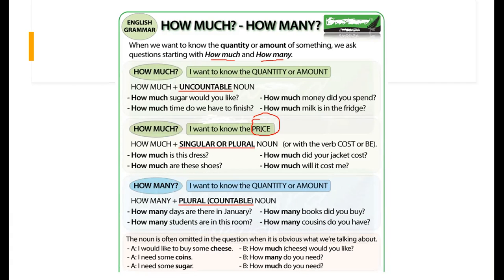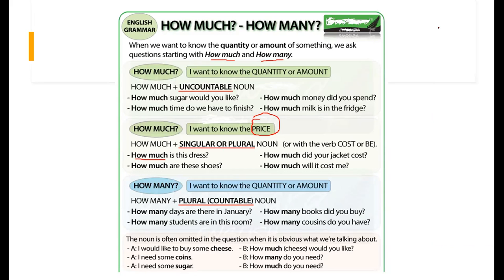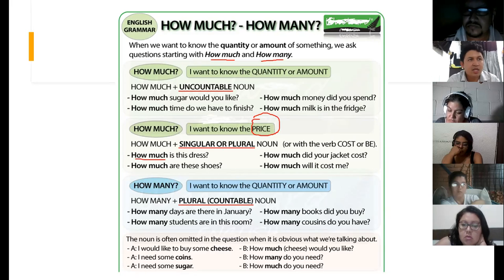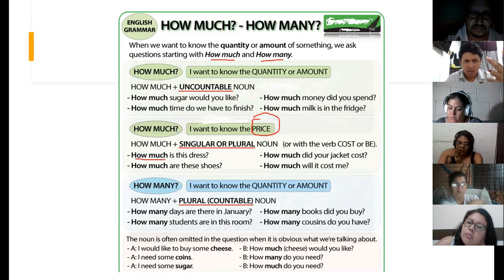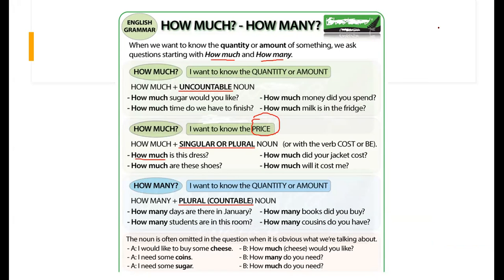Hay que tener cuidado. Cuando usted se refiere al precio, how much se ocupa con cualquier palabra. But you have to be careful, because if you say, ¿cuánto vale el jeans, verdad? Los pantalones, jeans. You have to say, how much are the jeans? Porque la palabra en sí es plural. If you're talking about lentes, you have to say, how much are the glasses? Glasses, porque son dos piezas. And just like that. So you have to be careful about that.